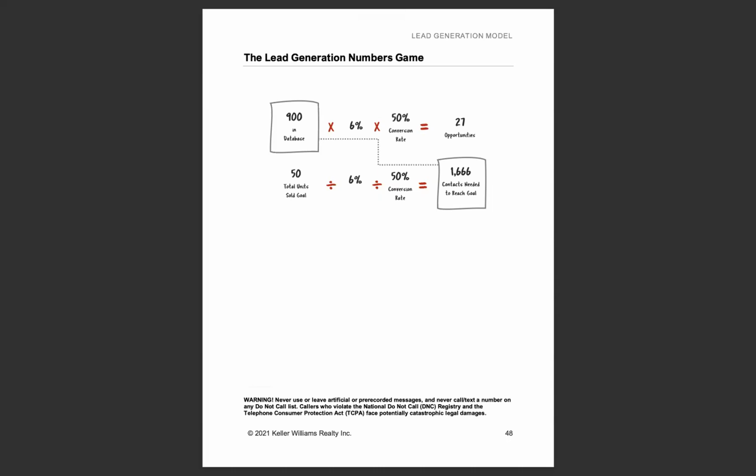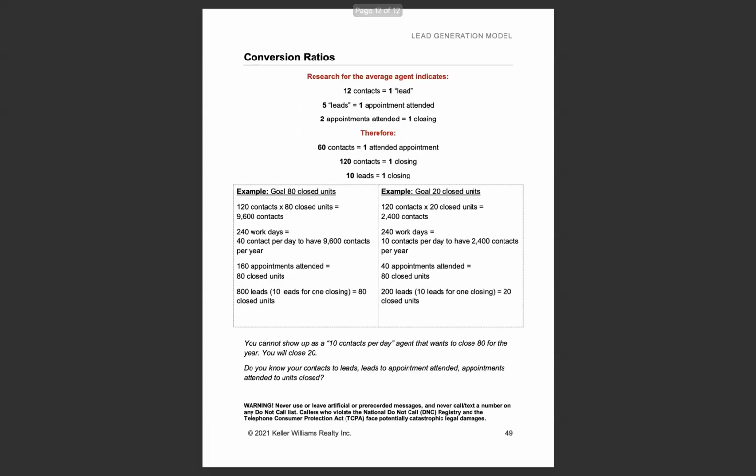If you need to reverse engineer that, like we did yesterday, if I have a goal that I need to get 50 units, I just change the multiplication to division. And that tells me that if I need to close 50 units, I need about 1,660 contacts in my database. It's a generic, not super intuitive version of our economic model, but an updated, easy slide there. Cool. All right.